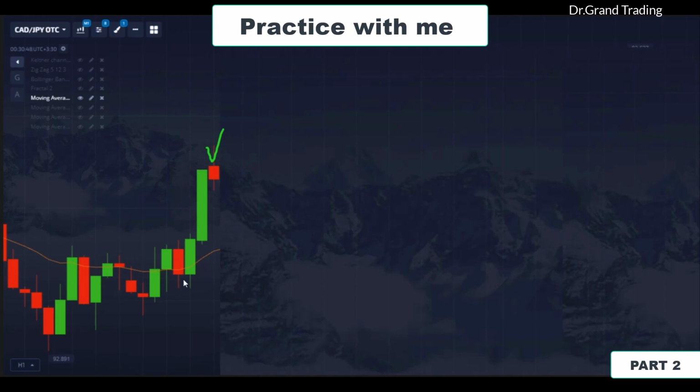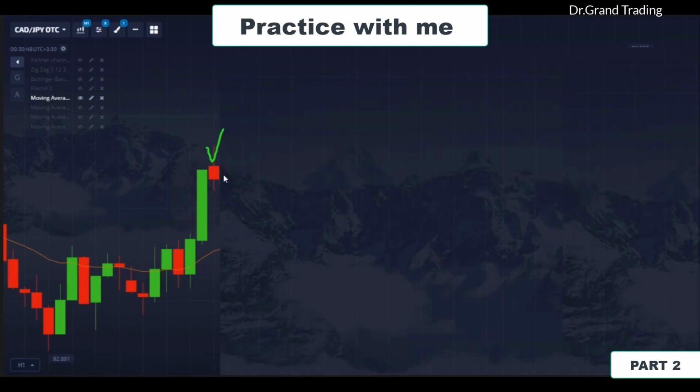Here you see a 3-bar up with a retracement candle. As I said before, we can go with buyers after a retracement. But I will take this trade for you, and I'll tell you an important tip after this.